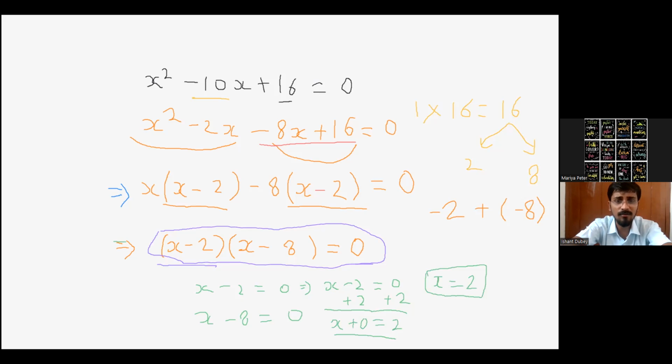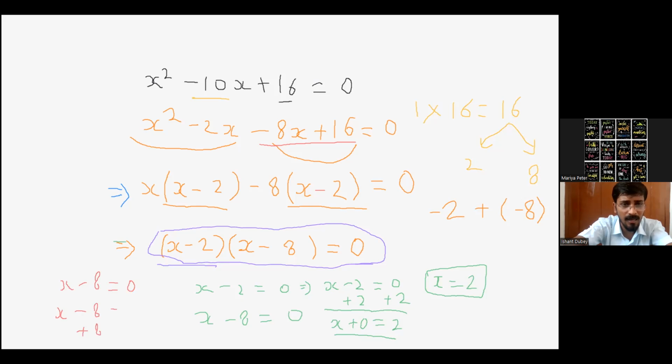Another solution was x minus 8. I am going to write it with pink, so you can see it. On the left hand side, x minus 8 was the other one, right? So x minus 8 equals to 0. Now again here I need only x, so I will add plus 8, so that minus 8 will become 0. So on the left hand side I add plus 8.